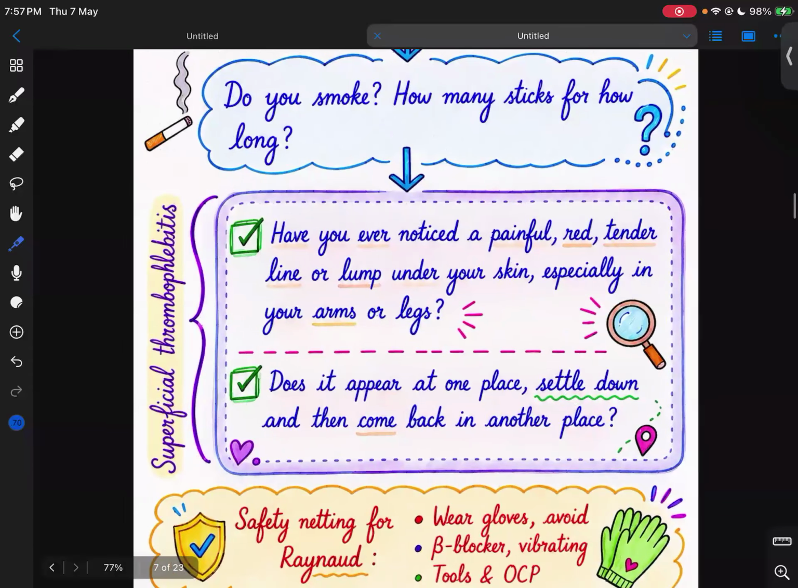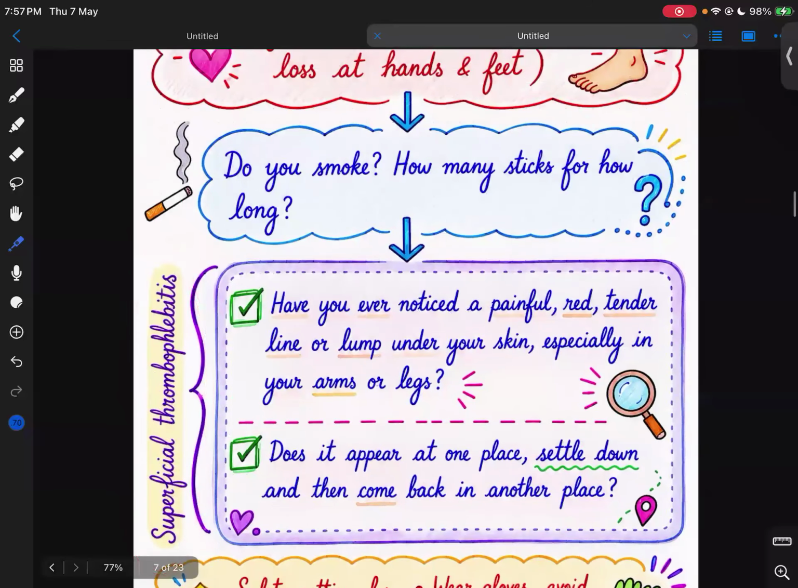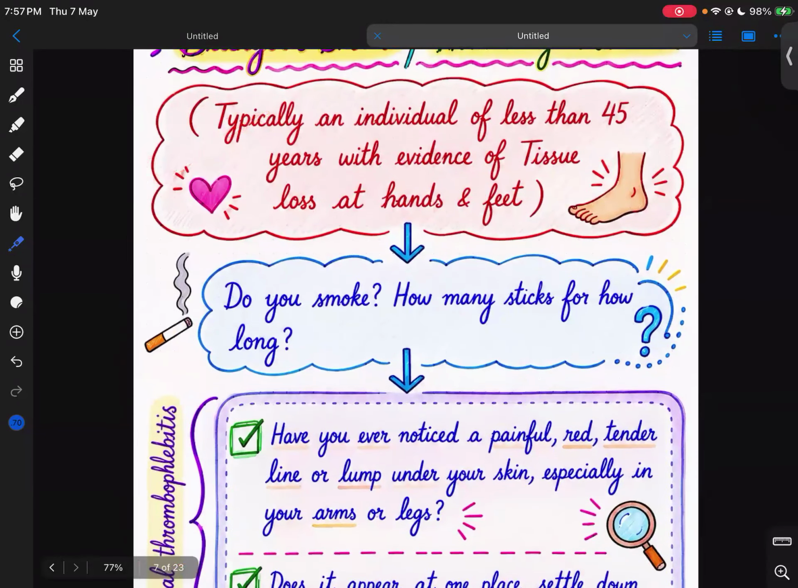We have to ask, have you ever noticed a painful red tender line or lump under your skin, especially in your arms or legs? If the patient replies yes, then we have to confirm that this migrates from one place to another. How to confirm this? Does it appear at one place, settle down, and then come back in another place? These two are the questions for superficial thrombophlebitis, and it is superficial migratory thrombophlebitis, and it is found in case of Buerger's disease. And Raynaud's phenomenon will be there for sure.